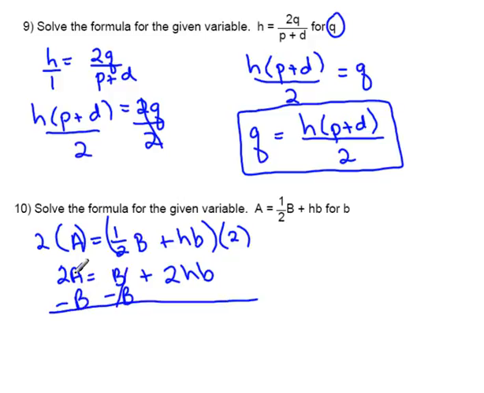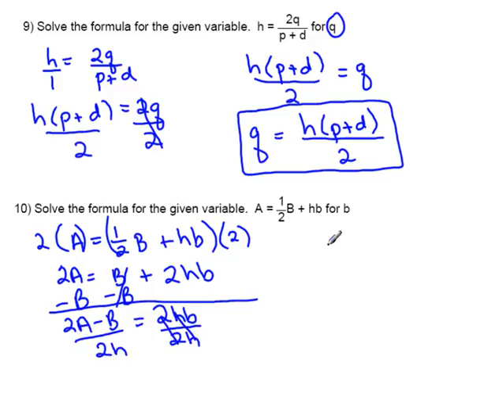All right, when I do that, these are not like terms, so I'm just going to bring them down. 2a minus b equals 2hb. Keeping in mind, once again, we're trying to solve for little b, so we need to get rid of the 2h. Well, to undo that multiplication, I'm going to divide. So I'm going to divide by 2h.